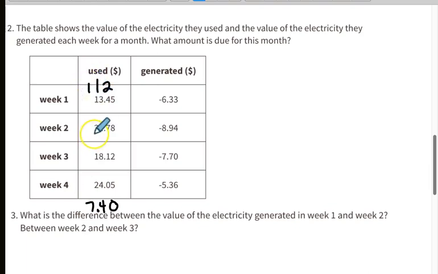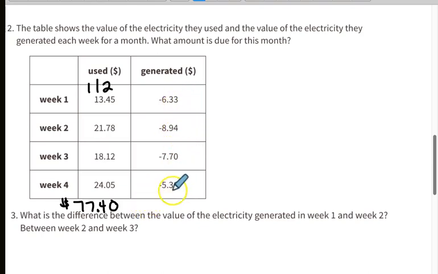And 1, 2, 4, 5, 6, 7. So their bill is $77.40. Let's see how much credit. I'm just going to add these, and then we'll put a negative sign back in front when we're done, because really we're combining a whole bunch of negatives to make a bigger negative.